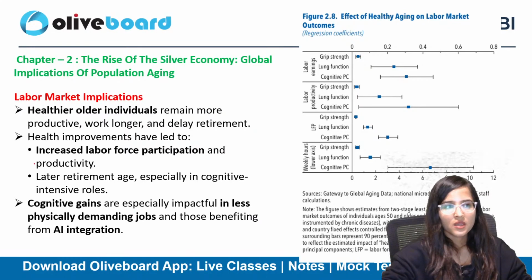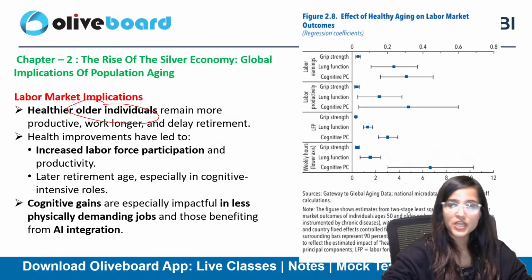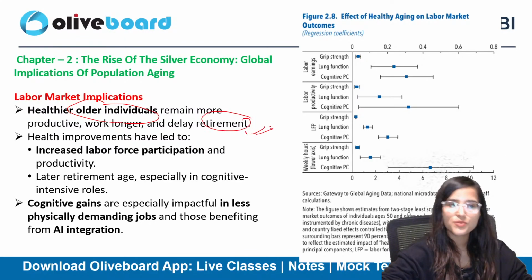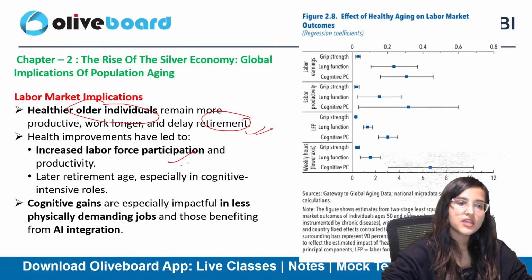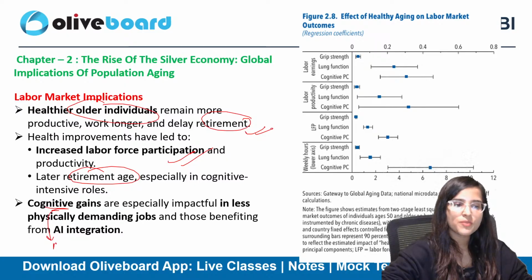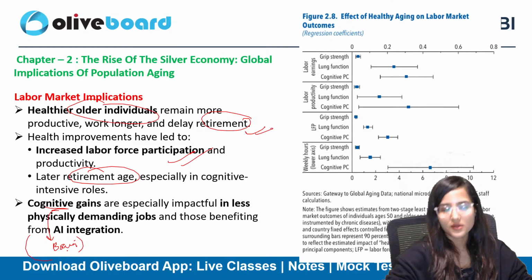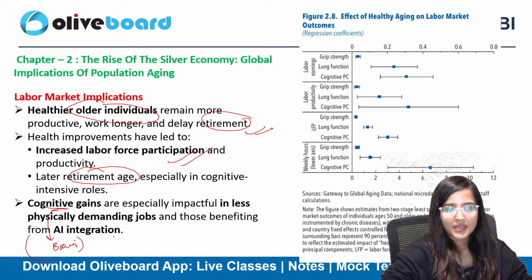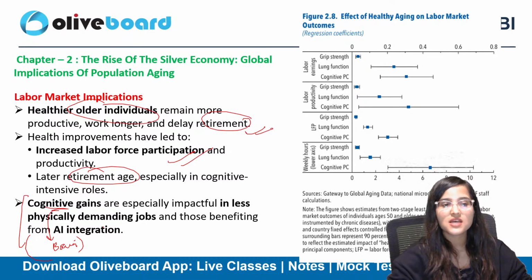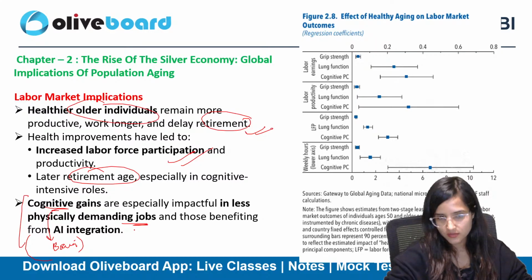Then if we talk about labor market implications, then healthier older individuals work more, they work longer also, and their retirement can also be delayed, because of which there can be increased labor force participation. Retirement age can be later on. Cognitive gains. Cognitive is basically related to your brain, dimag. Then what they have seen is that these cognitive gains, यानी कि आपका दिमाग ज्यादा कब चलता है, wherein your job is physically less demanding.